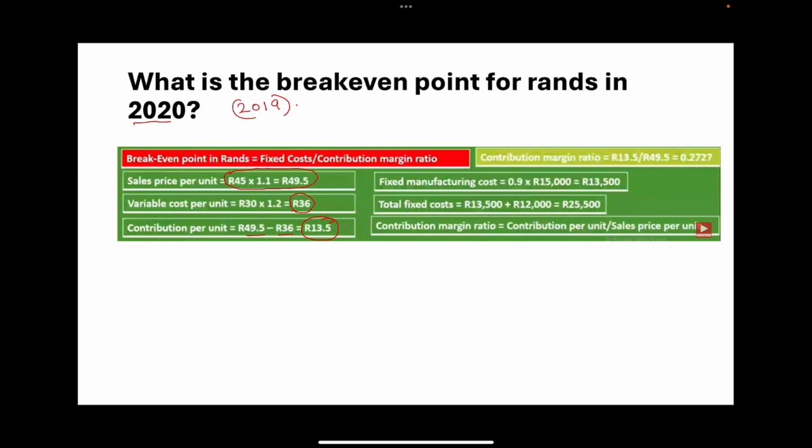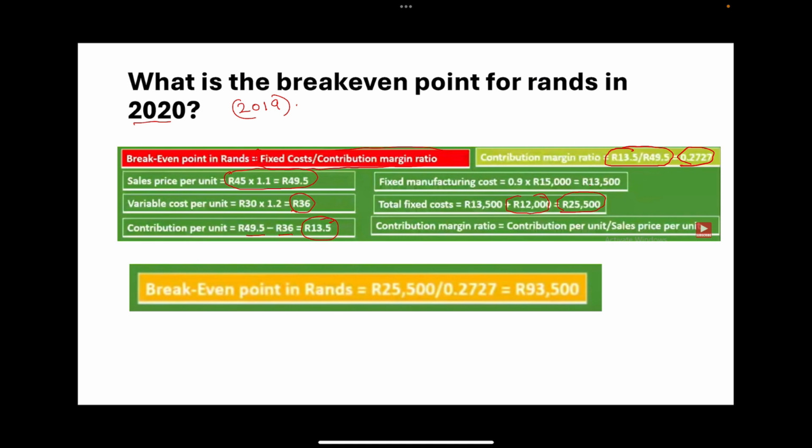And the fixed manufacturing cost decreased by 10%, that is 0.9 into 15,000 is equal to 13,500, and total fixed cost is 13,500 plus 12,000. There is no change in this 12,000. So the total fixed cost is 25,500. Okay. So now it is easy to calculate the break-even point, that is equal to fixed cost by contribution margin ratio. So the contribution margin ratio can be found out by this ratio. So it is 0.2727.